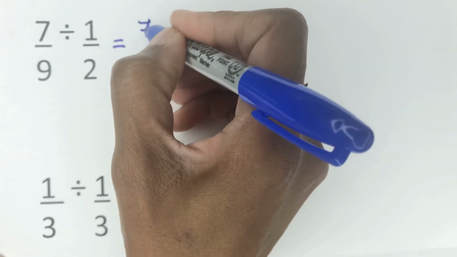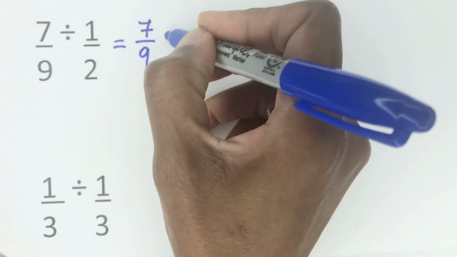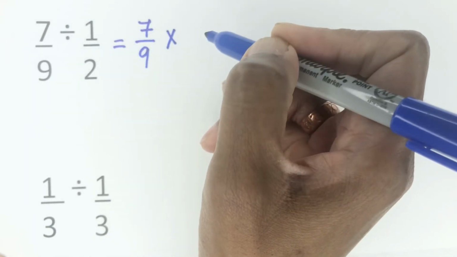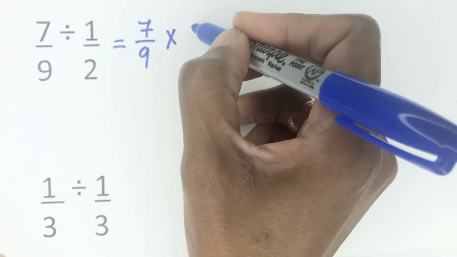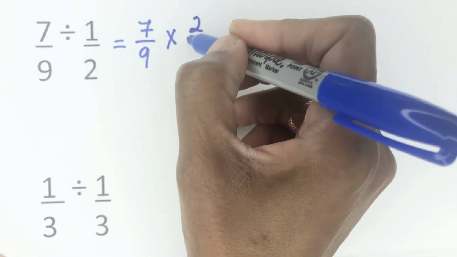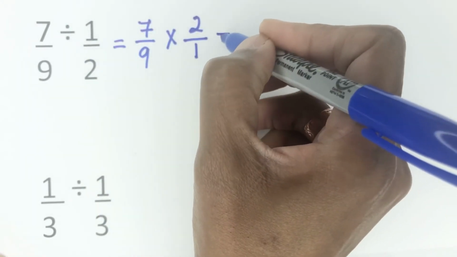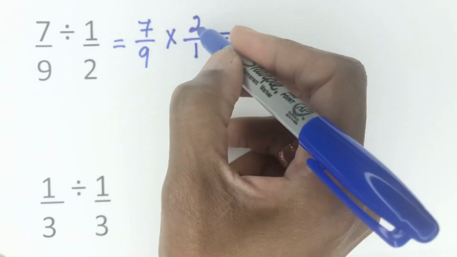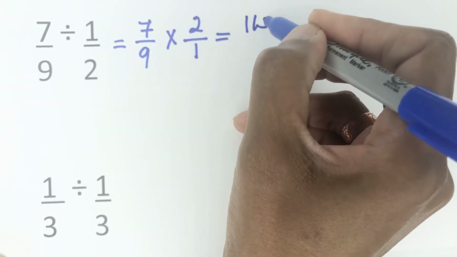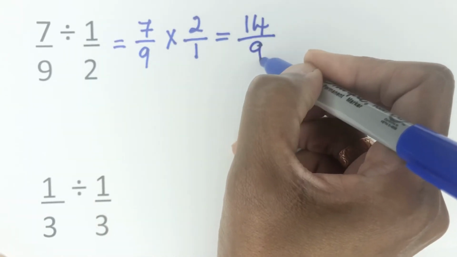So keep the first fraction, 7/9, change the division sign to a multiplication sign, and then flip the last one. So it's 2/1 now instead of 1/2. That way you can go ahead now and multiply straight across, right? So 7 times 2, that will give us 14. And 9 times 1 is 9.